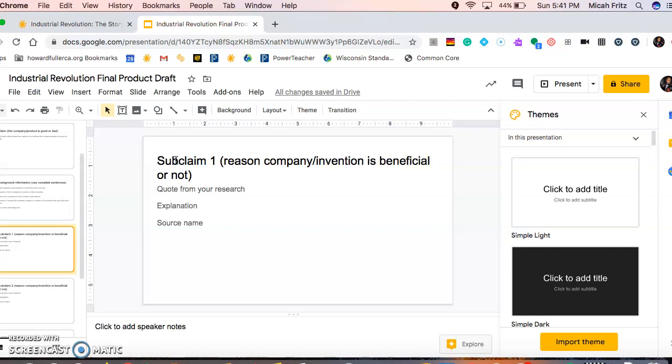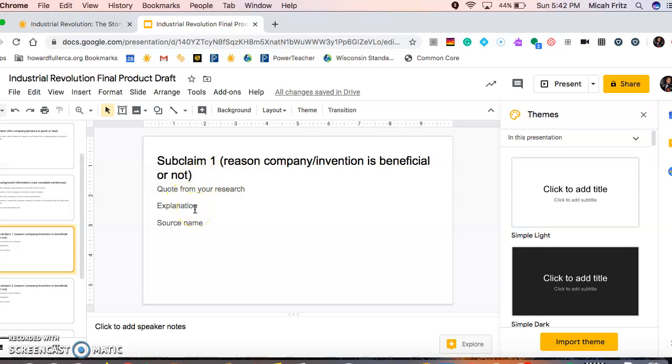Okay. And you're going to just start copying in information from checkpoint 5 here. What's the quote that backs up your subclaim here? From your research question, put that in there. So we're just going to copy and paste that quote in that first line.